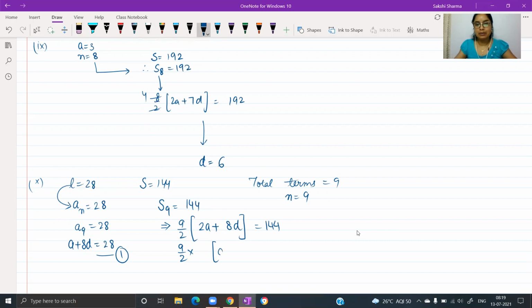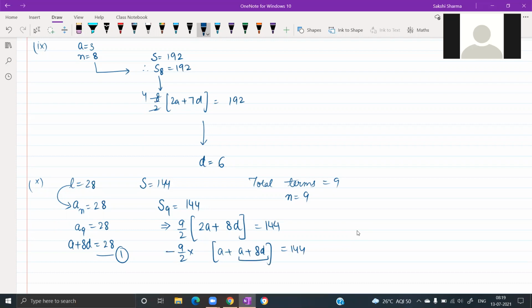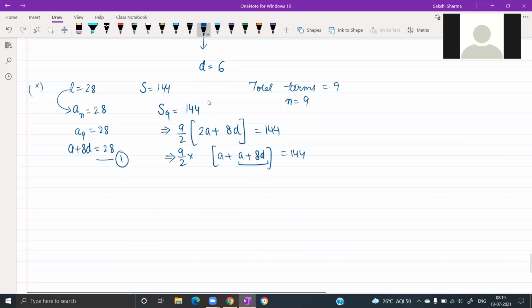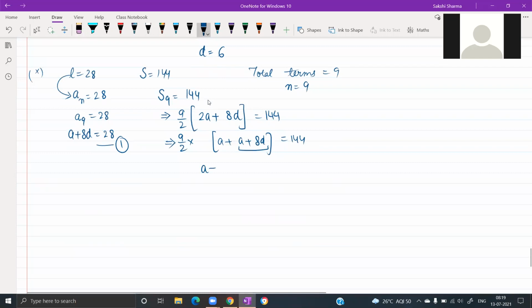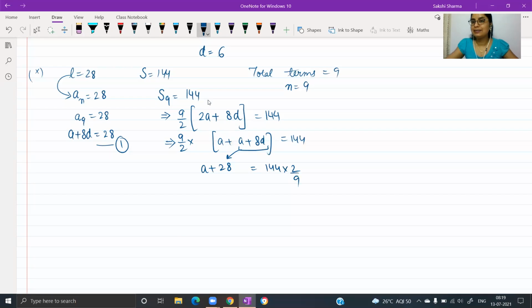If you want. Okay. Here a plus 8d. You are using the other formula, a plus an, right? Yes, ma'am. Continue. Ma'am, we can shift 9 by 2 to that side and fill the value of a plus 8d. Okay, 144 multiplied by 2 by 9. I think solving this, you get the value of a, right? The value of a comes out to be 4.